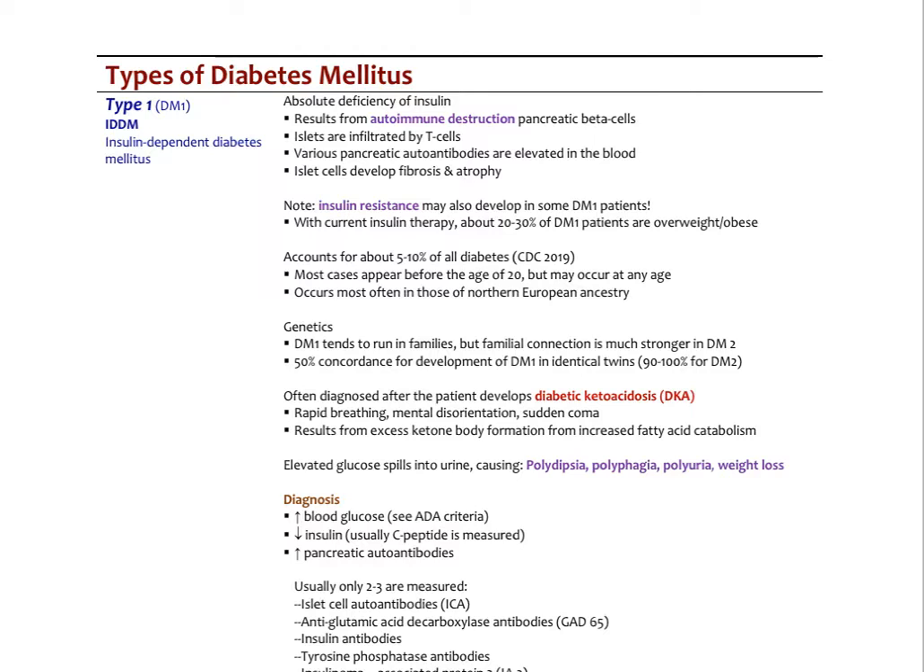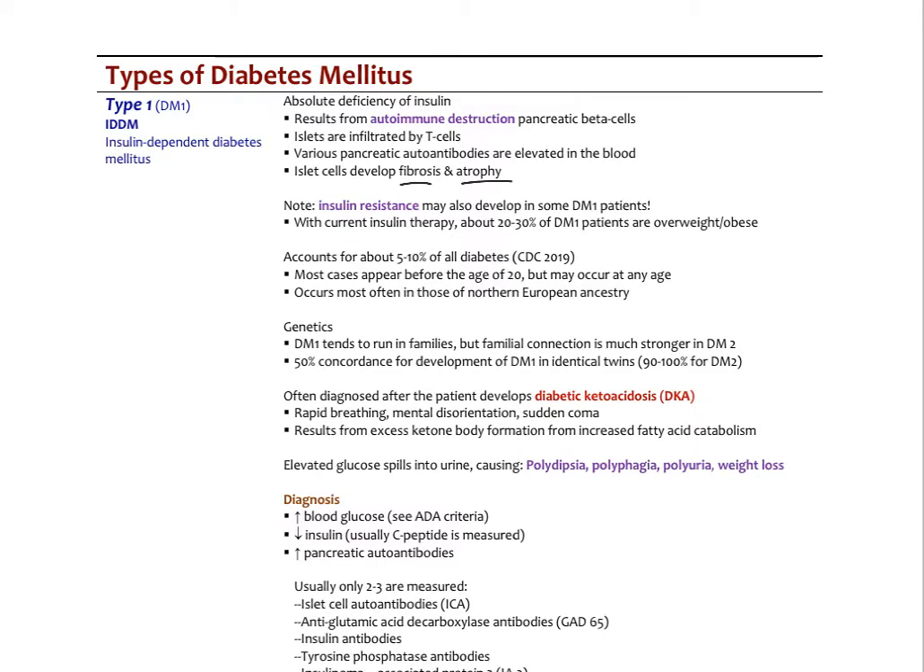insulin again after that. One of the ways we can confirm type 1 diabetes is to measure pancreatic autoantibodies in the blood, and I'll talk about those here in a bit. Over time, unfortunately, with that increased immune destruction, the islet cells become fibrosed and they begin to atrophy. So basically, type 1 diabetes patients will require insulin.